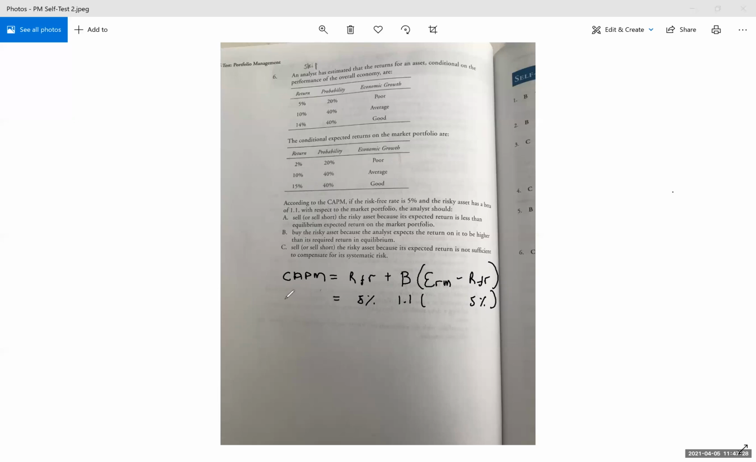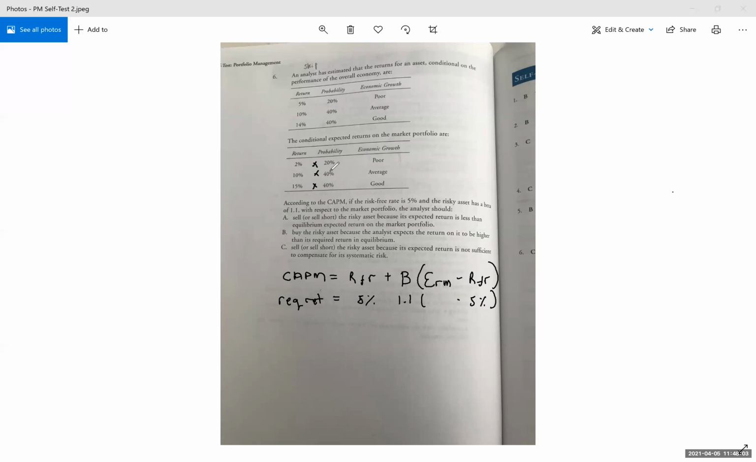So remember, CAPM is the same thing as required return. So this is what we need to calculate here. We need to come up with an expected return on the market to fill this in. We're given all the information here that we need. Remember, this is the expected return on the market portfolio. So the way we do this is we multiply the probability of each economic state by the return that's going to happen, and that will give us the average of what we can expect.